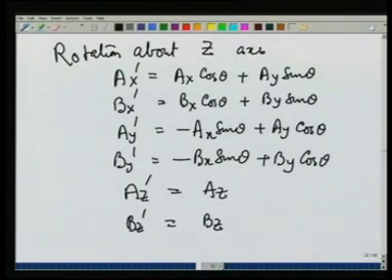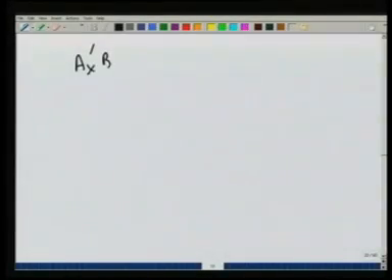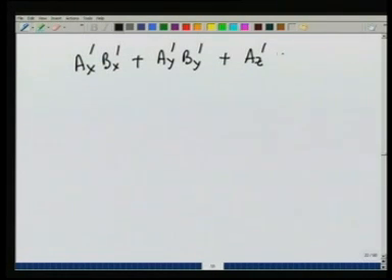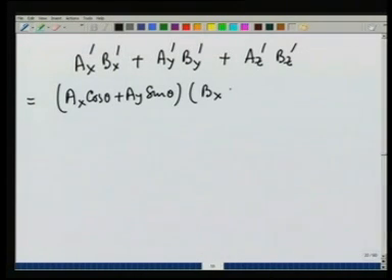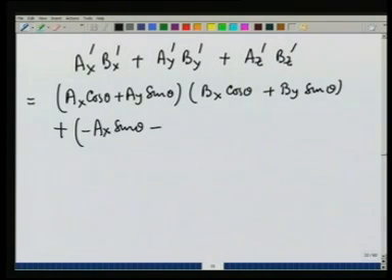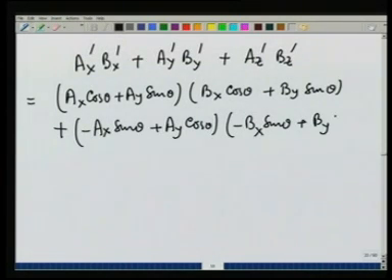Now, let us calculate ax prime bx prime plus ay prime by prime plus az prime bz prime, and this would come out to be equal to ax cosine theta plus ay sine theta times bx cosine theta plus by sine theta, plus minus ax sine theta plus ay cosine theta times minus bx sine theta plus by cosine theta, plus az times bz.